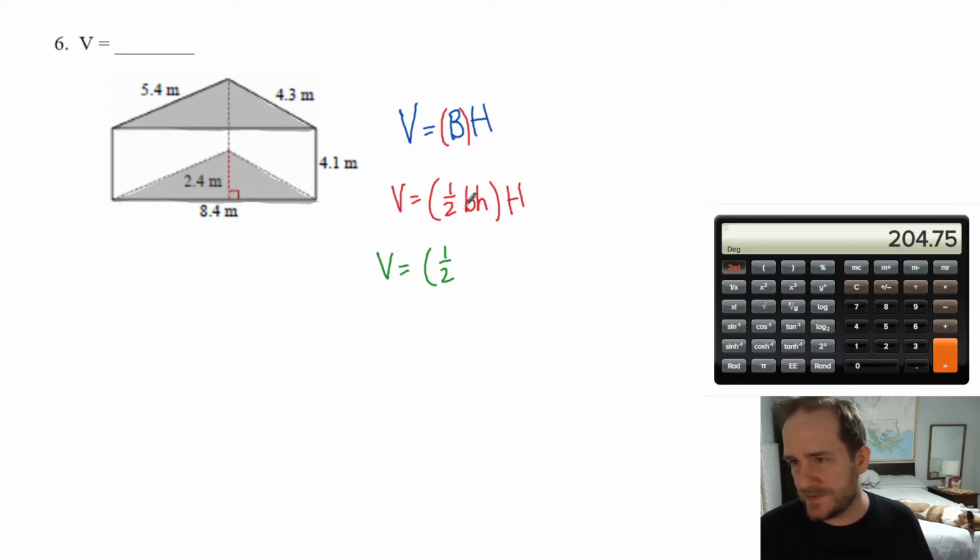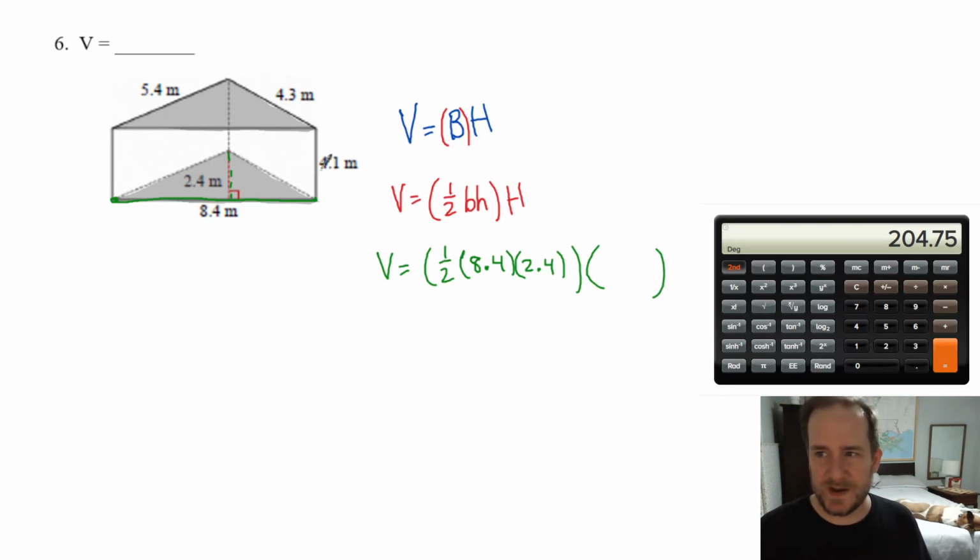So the base of this triangle would be this side of the triangle, the 8.4. And the height of the triangle would be this dimension, the 2.4. Then we need the height of the actual prism, and as we said, the height of the prism would be the 4.1.